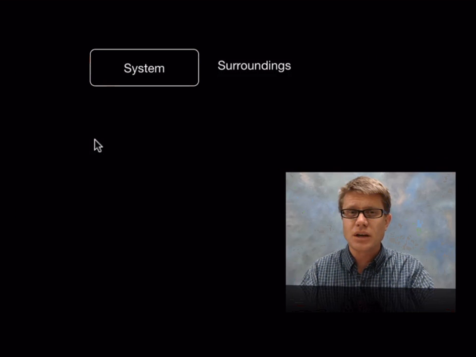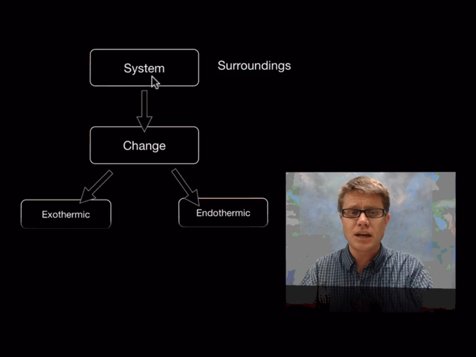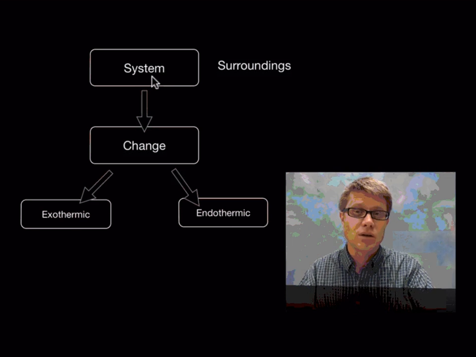And so you really have to understand what is the system and what are the surroundings. In a reaction, the system is going to be where the reaction is taking place, so in the chemicals themselves, and then the surrounding is going to be outside of that. So if we have a change in heat, that's either going to be an exothermic or an endothermic reaction.